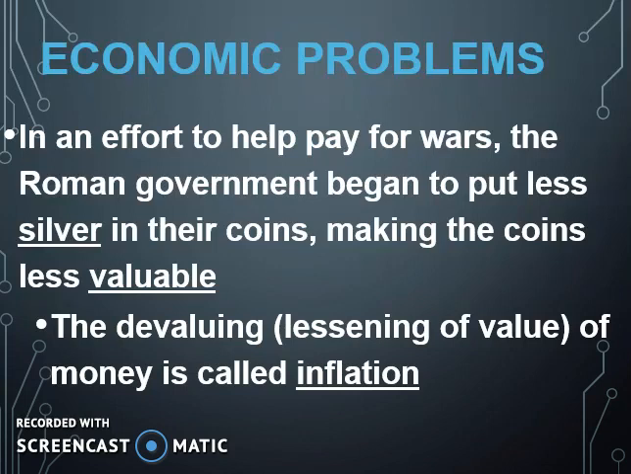Because now that these coins are less valuable, they literally have less silver in them, they hold less value, merchants are going to charge more for the things that they're selling to try and make up that amount that they're losing in this less valuable silver. So they're charging more, but the coins are valued at a lesser amount. This is inflation.